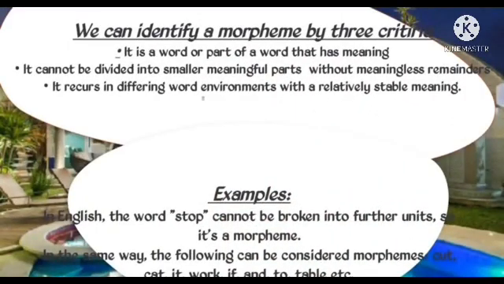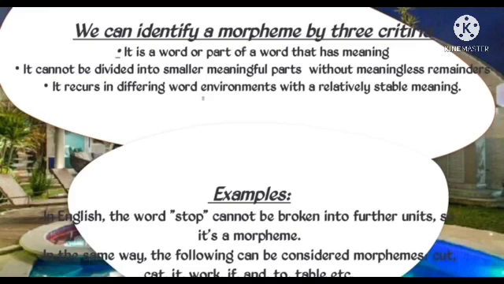Now, someone will ask, how can we identify a morpheme? We have three criteria for identifying a morpheme. Number 1, it is a word or part of a word that has meaning. 2, it cannot be divided into smaller meaningful parts without meaningless remainders. 3, it recurs in different word environments with a relatively stable meaning.